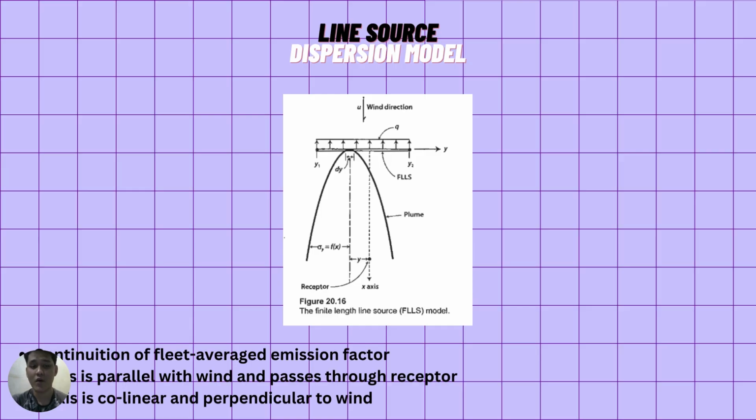Line source dispersion modeling can be described from this figure 20.16, the finite length line source FLLS model. The line source dispersion model is a continuation of the fleet average emission factor from the mobile source method, where we can observe from this model that the x-axis is parallel with the wind and passes through the receptor, and the y-axis is collinear and perpendicular to the wind.